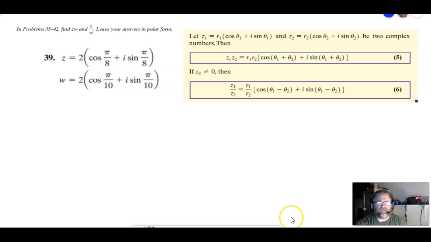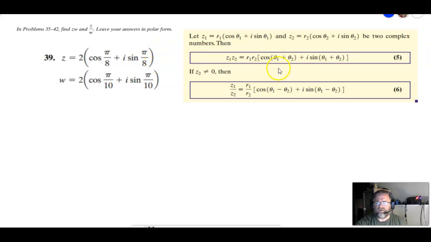Beckstrom, and today I want to take a look at one of the exercises from the book. This is on page 609, number 39. It was part of the assigned review for this test. It says find ZW and Z over W. Both of these are using the polar form of the complex number here. So these are in polar form, and they also want us to leave our answers in polar form.